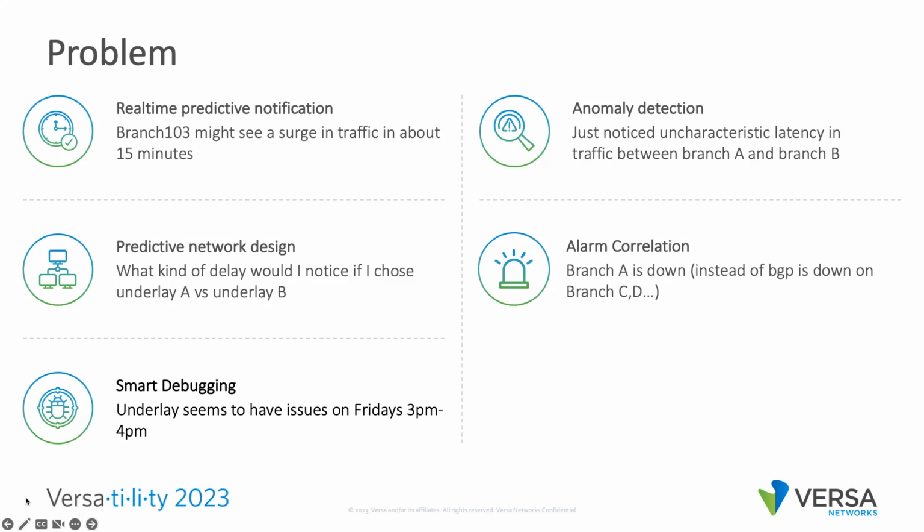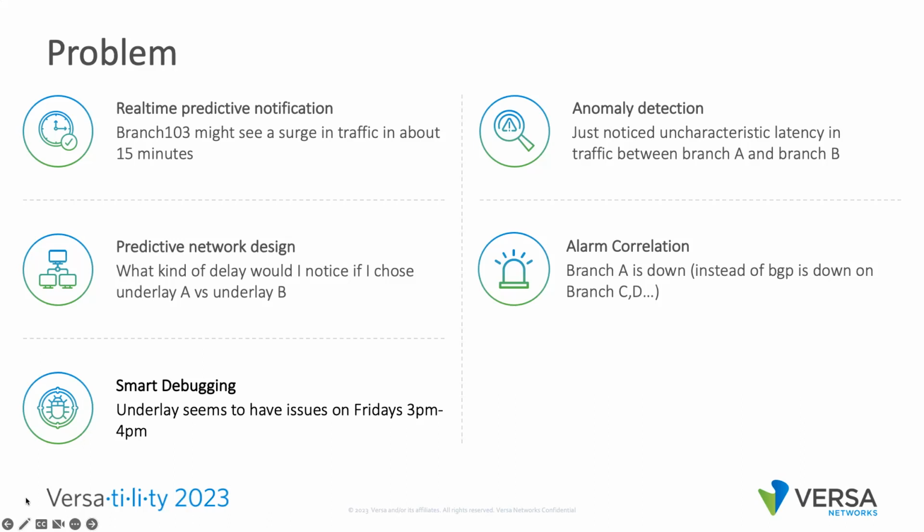And again, with all the alarms that we generate, we try to do alarm correlation, so alarm correlation and suppression. And why is that important? So let's say you have a small network of 10 branches, and branch one goes down. Now, branch one goes down, that means it's not generating any alarm for you.